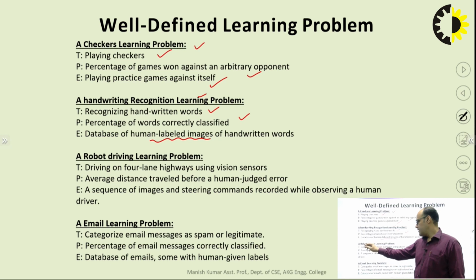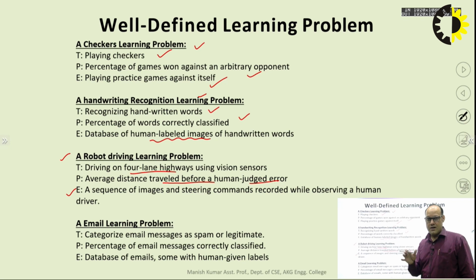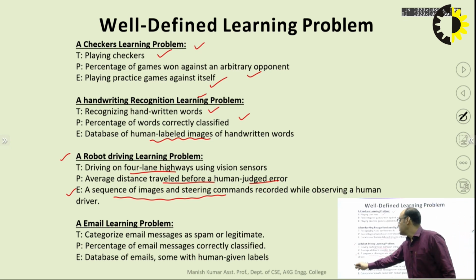Another example, the robot driving learning problem. The task is, for example, driving a driverless car on a four-lane highway. The performance measure is the average distance traveled before a human-judged error, that is, how much distance on average is covered before an error occurs. The experience is a sequence of images and steering commands recorded while observing a human driver.